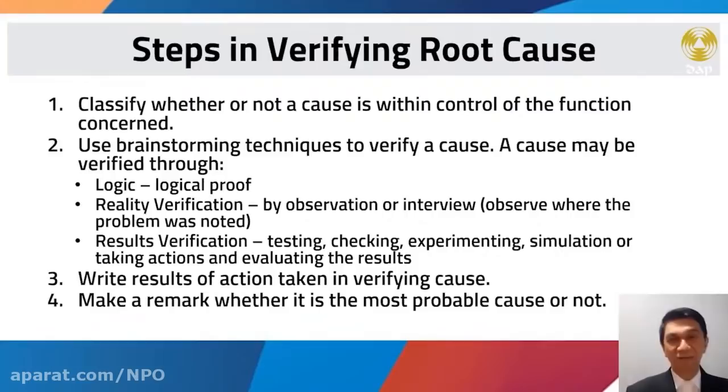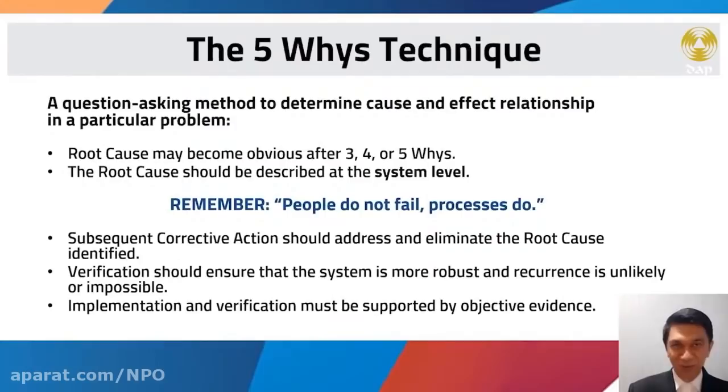The 5-Y technique. This is a simple question-asking method in order to drill down to the root cause of a problem. In here, the root cause can become obvious on the 3rd or even 4th Y. But sometimes you couldn't figure out the root cause even at the 5th Y, so you extend maybe to the 6th or 7th Y. And the root cause should be described at the system level, not on a person level. Remember the saying that people do not fail, processes or systems do. And then corrective actions should address or eliminate the root cause of the problem. And then verification should ensure that the system is robust. And if the system is robust, the problem is not likely to reoccur. And finally, the implementation of your corrective actions should be supported by objective evidence.